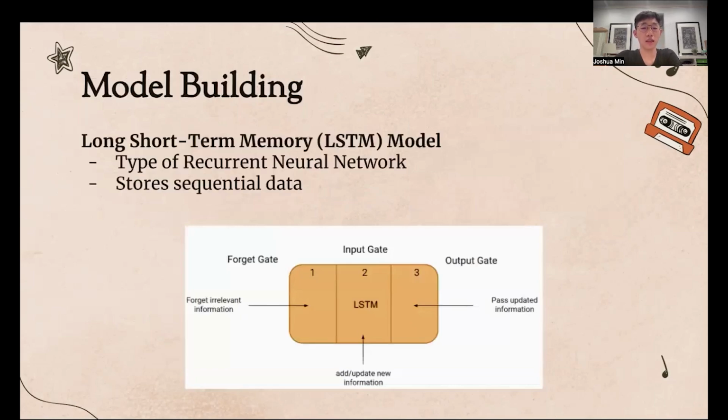For my project, I used the LSTM model, which is a type of recurrent neural network, and this stores sequential data. And in this diagram, you'll see a cell state running horizontally acting as the memory. The input gate, shown as a node with arrows, decides what new information to add, while the output gate, another node, determines what to pass to the next layer. These gates control the flow, helping the LSTM remember important information over time.